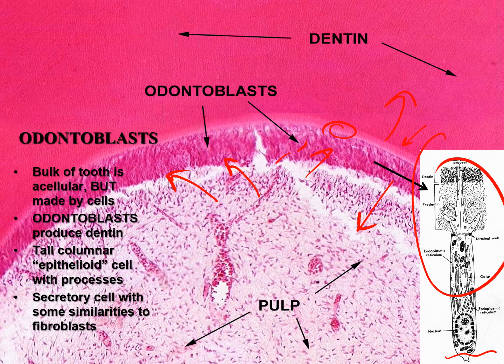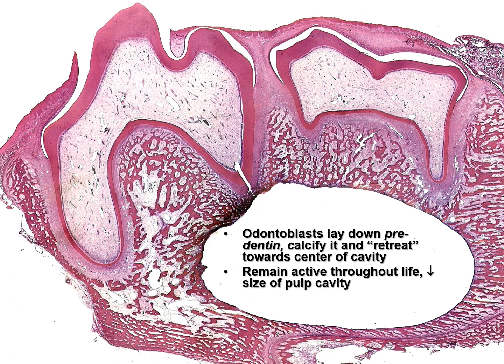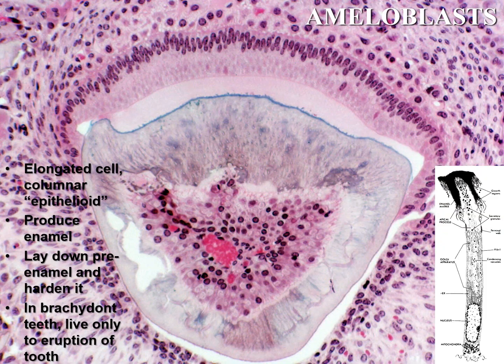These cells have a well-developed rough endoplasmic reticulum, and also a well-developed Golgi apparatus for the export of these proteins. As I said, the odontoblasts are going to lay down the predentin in this area here. Whenever there's a deposition of the predentin, there will be retreat and reduction of the side of the pulp toward the center, and these cells remain active throughout life, so there's always a reduction in the size of the pulp cavity.